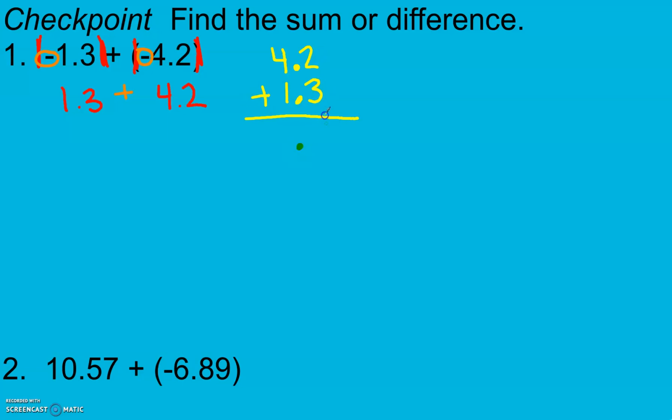Two plus 3 gives me 5, and 4 plus 1 gives me 5. Now I look back at my common signs, or at least the sign of my bigger number. It's negative, so my answer is negative. So I get negative 5.5.